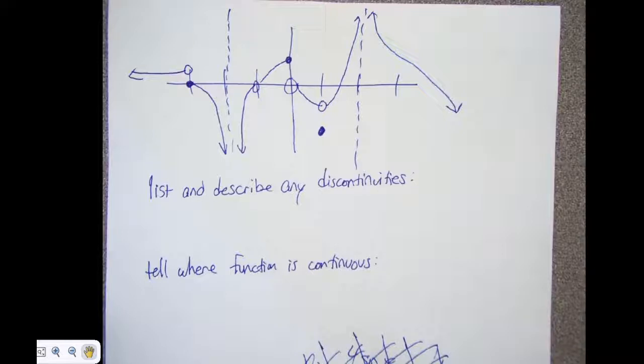Remember, there's jump, there's removable, and then there's infinite, which is a vertical asymptote.